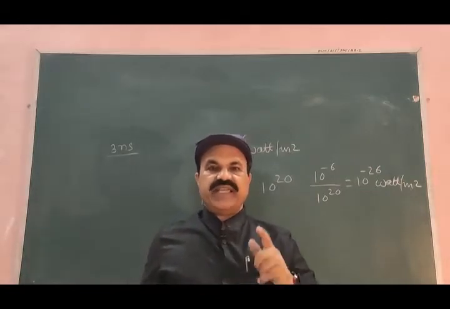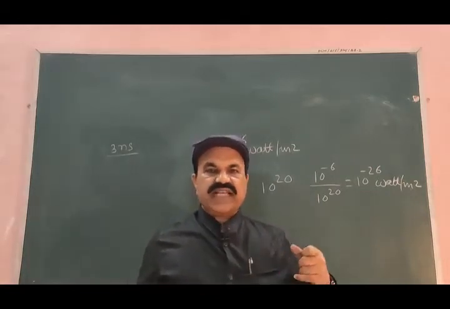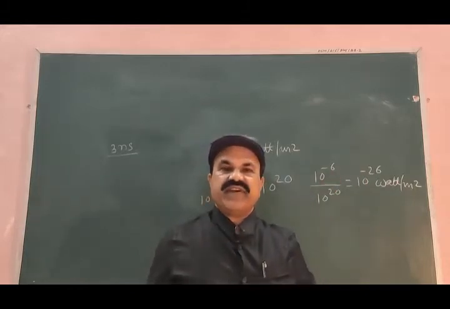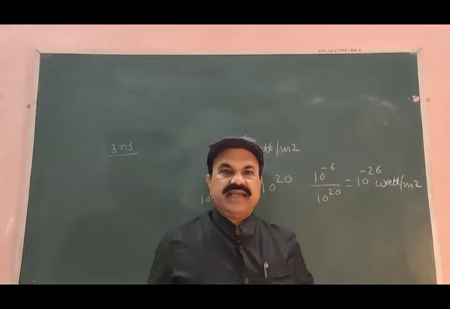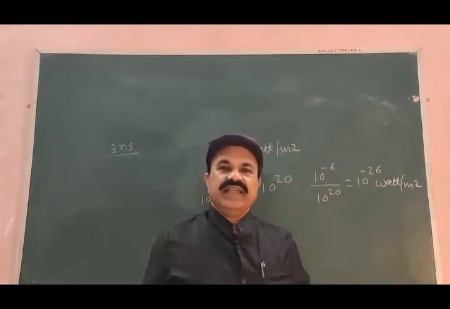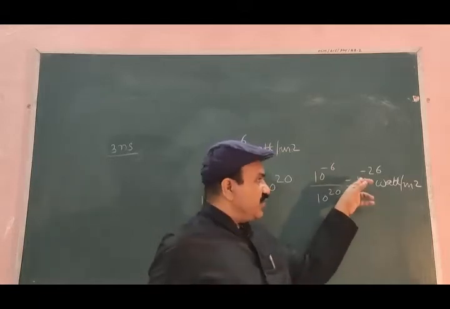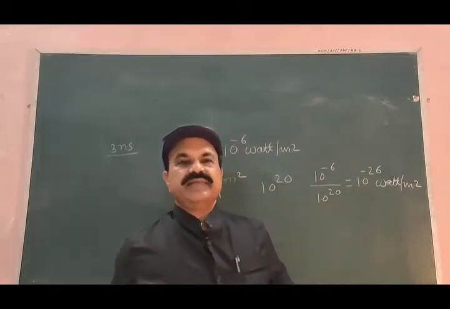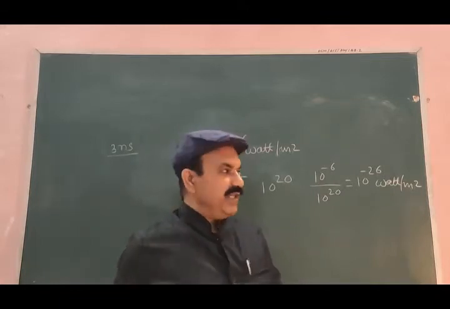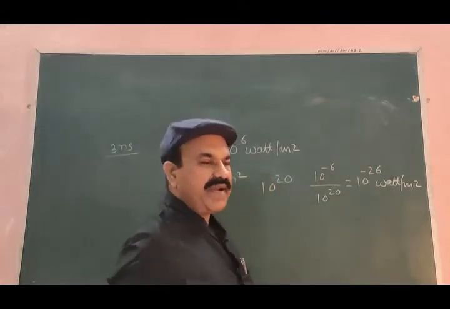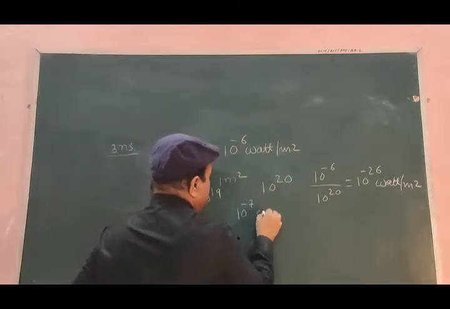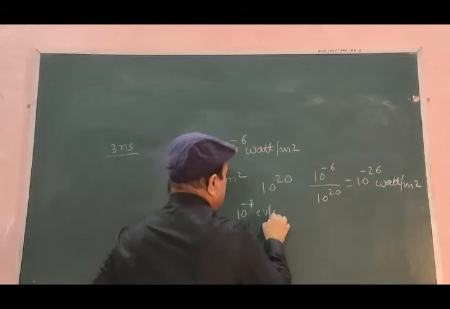Energy gained by every atom in this example is how much? 10 to the power minus 26 watt per meter square. And if you want this energy in electron volt, you have to divide this figure by 10 to the power minus 19. If you divide this figure by 10 to the power minus 19, you will get 10 to the power minus 7 electron volt per second.